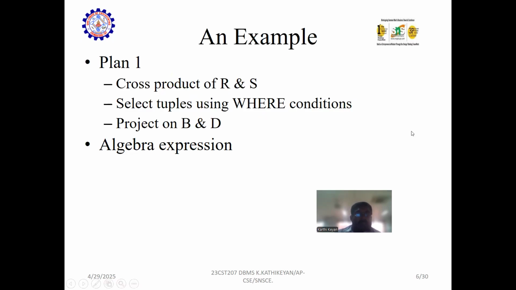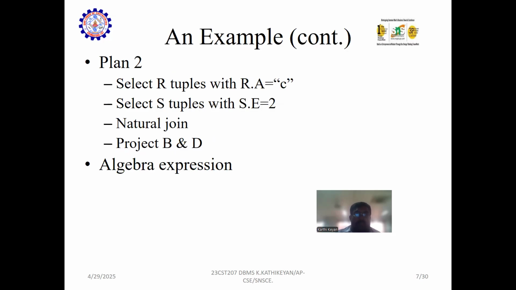After that, an example, plan 1: cross product of R and S, select tuples using the where condition, and project on B and D. This is called an algebra expression. This is one of the examples. Plan 2: select R tuples with R.A equal to C and select S tuples with S.E equal to 2, then the natural join, then project P and D, which is the second algebra expression.